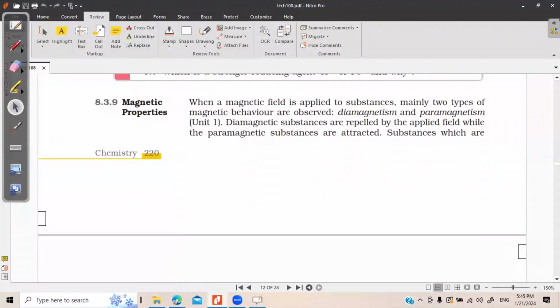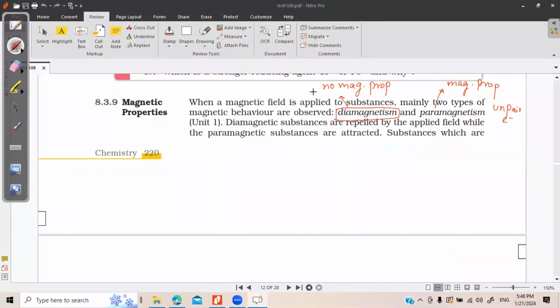Magnetic property is because of the unpaired electron. The more the number of unpaired electrons, the higher the magnetic property. If the compound or the metal is not showing any magnetic property, we call it diamagnetic. That means no magnetic property. Paramagnetic means it shows some sort of magnetic property. And magnetic property is because of the unpaired electrons.